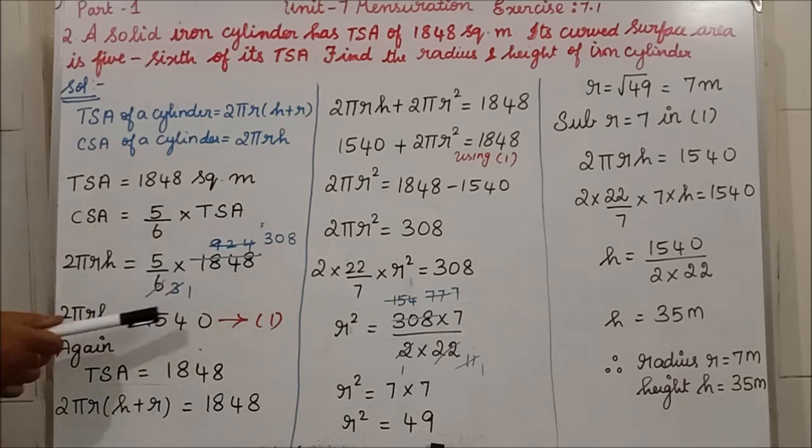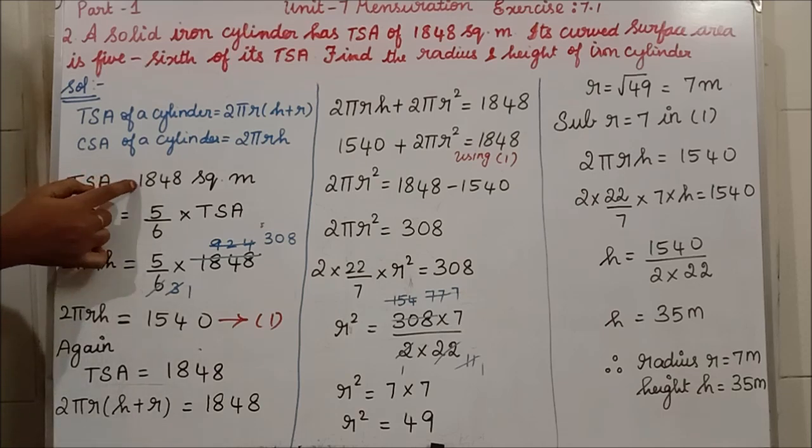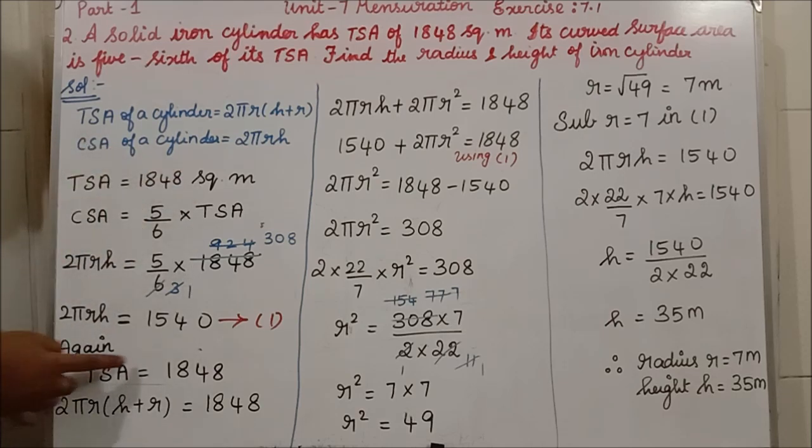5 into 308, if you multiply, 1540. 2 pi RH is equal to 1540 we have got. Mark that as equation 1. Okay, again I am going to take the TSA value. TSA equal to 1848. Again I am writing.